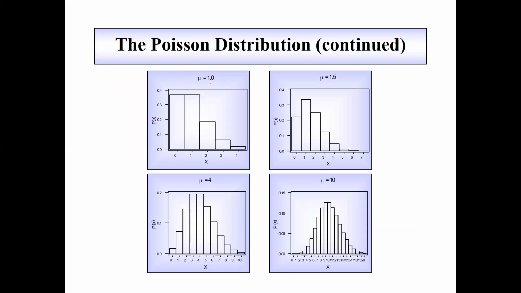If mean is 1, we have a number of rectangles which are very broad. If mean is 1.5, we have smaller rectangles. Then we look at mean 4 and mean 10. If mean is 10, we have an approximately symmetrical shape. If mean is small, then we have a right skewed distribution. If mean is 10 or more than 10, we have a bell-shaped distribution.